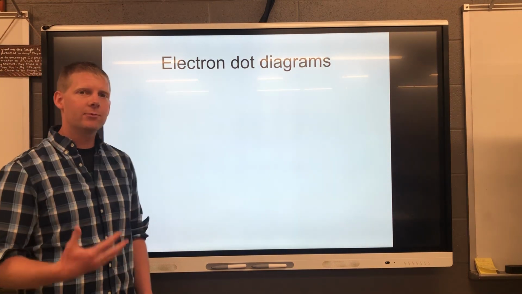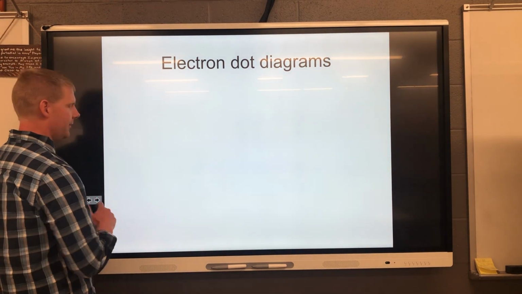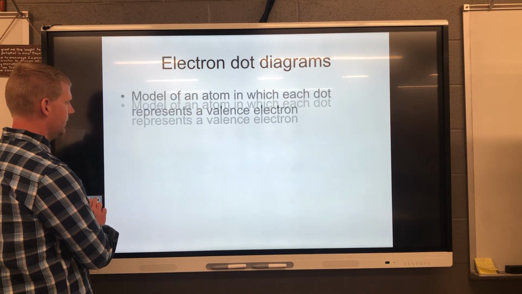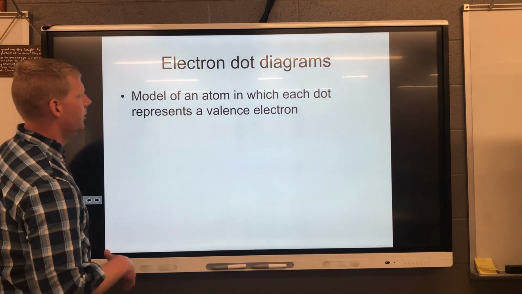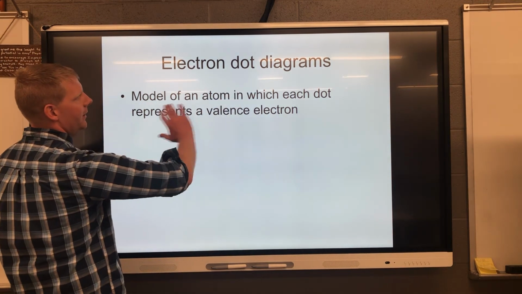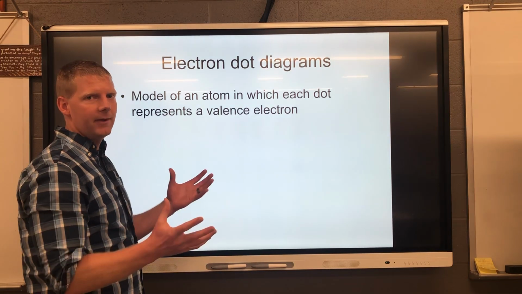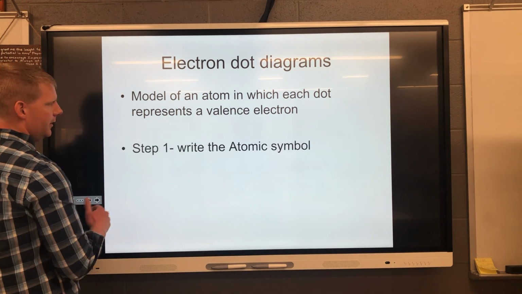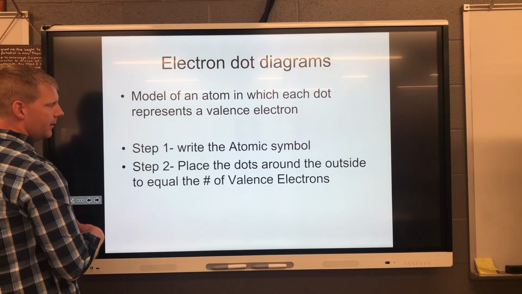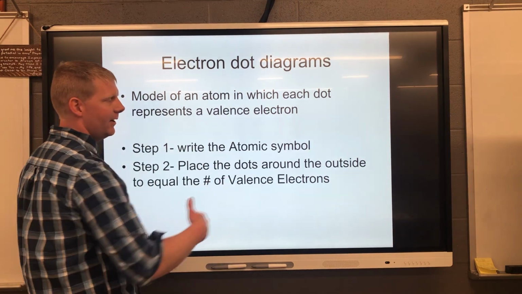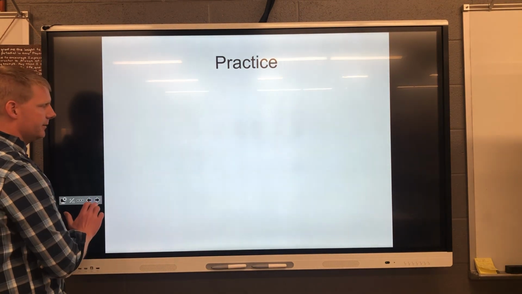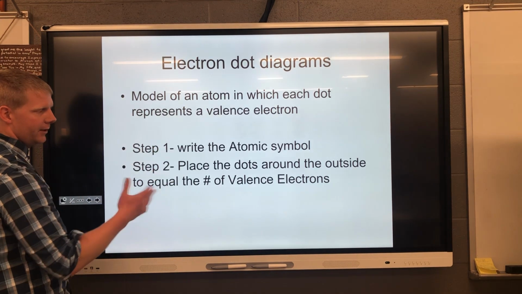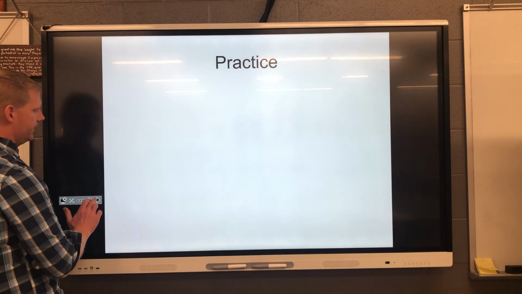So to look at this, we're going to look at electron dot diagrams. These things are a piece of cake to draw. Basically there's two steps. What is an electron dot diagram? It's a model that just shows us the number of valence electrons, because then we're going to use those valence electrons to do the ionic bonding. So step one, you write the atomic symbol, and step two, you place the dots around it to show the number of valence electrons. Again, those are the two steps. So we're going to get some practice doing those two steps.